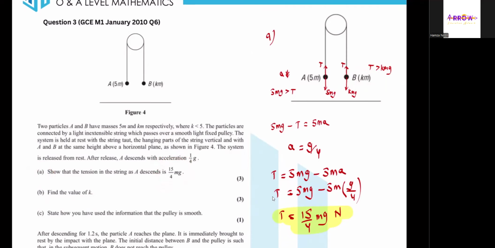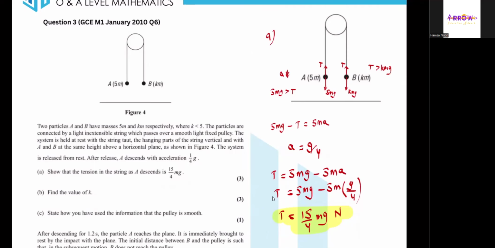Since the acceleration is given to us, which is g over 4, I'm just going to consider particle A right now. We have the equation of motion for particle A, which is 5mg minus T equals 5ma, and the acceleration is g over 4. So T equals 5mg minus 5ma, and in place of a we write g over 4. So we have found the exact value of T, which is 15mg over 4.